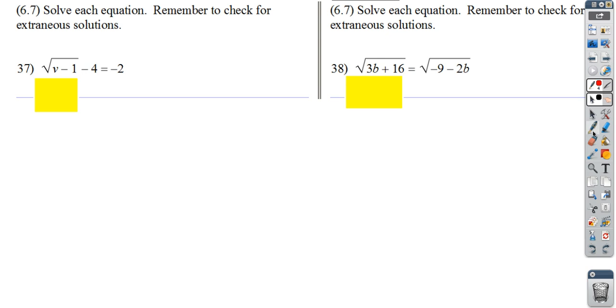Alright, we'll start 6-7 and we'll finish it in the next video. So 37 and 38, it says solve each equation.